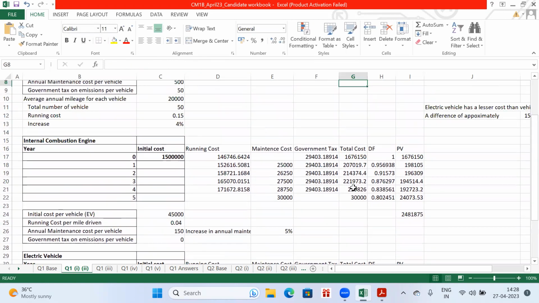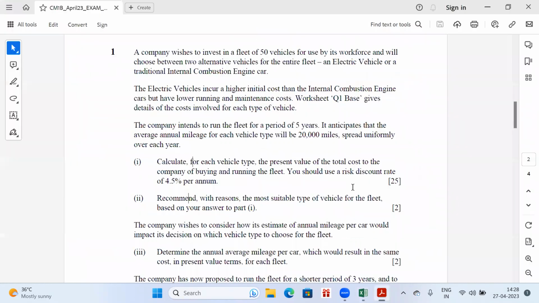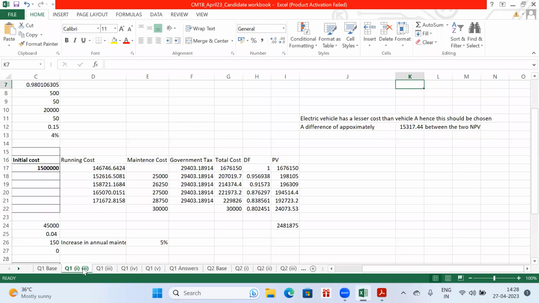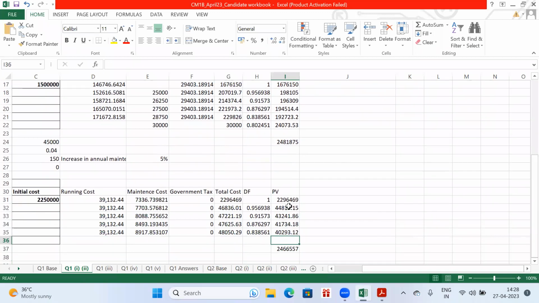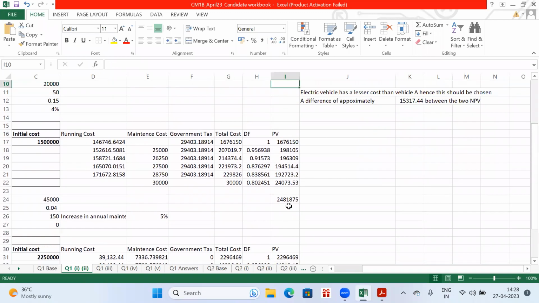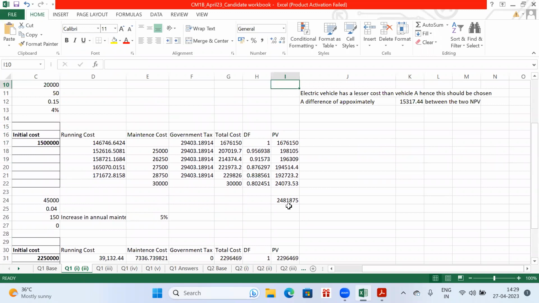Okay. So once you get all of this, they've said calculate for each vehicle type and recommend with reasons the most suitable type of vehicle for the fleet based on your answer in part 1, since it said 1 and 2 over here. So if you see the costing, the present value of the electric vehicle is lesser. Hence, the electric vehicle will be chosen. A difference of 15,000 rupees is there between the two present values.